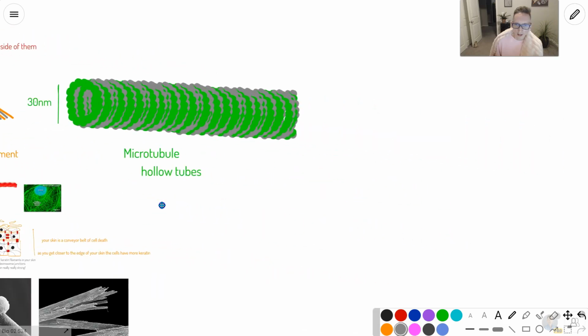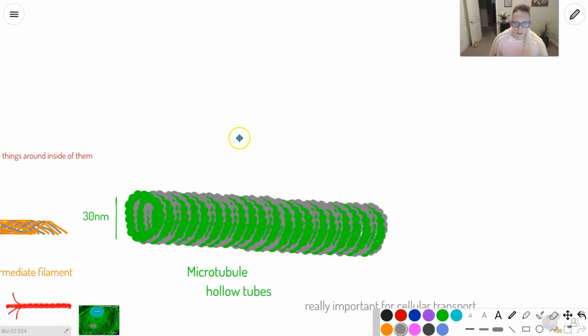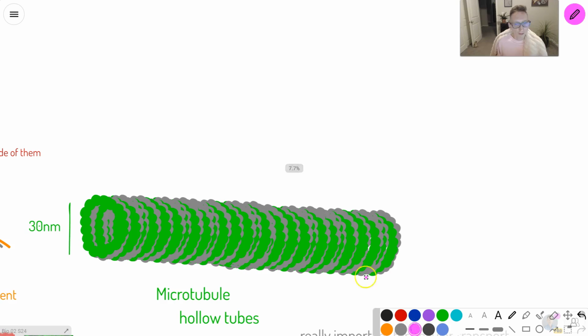I talked about these guys. These guys are really, really important for cellular transport. And we talked about these little guys. So in one direction, we got a little motor protein.